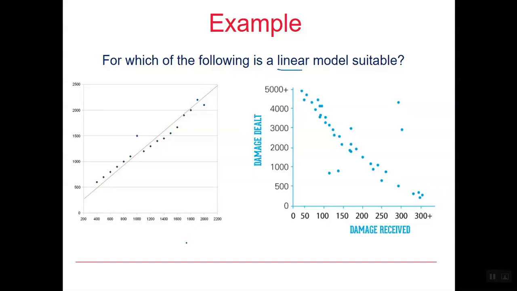Well, in the first one here, we already have been given a line of best fit, so clearly a linear model is suitable. Here, if we ignore the outliers, you can see that generally the points do lie in a straight line, so we could use a linear model.